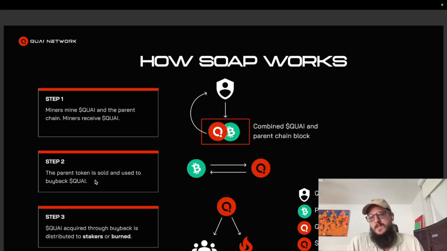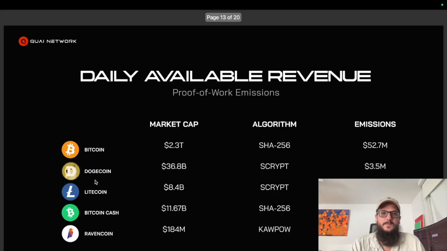So anywho, the templates are made, blocks are mined, those come back to this committee via Quai work shares or blocks. The headers are extracted and then submitted to the subsidy chain. Some of those get paid out, obviously, and then that money is again used to buy Quai at market. So then that gets us to step three, which is the Quai that's acquired at market can then be either burned or used to reward staking of Quai.